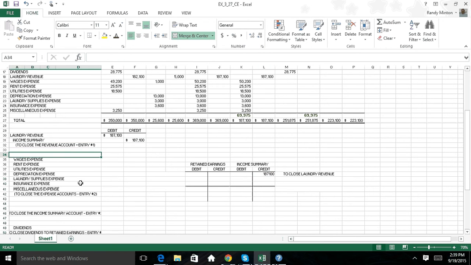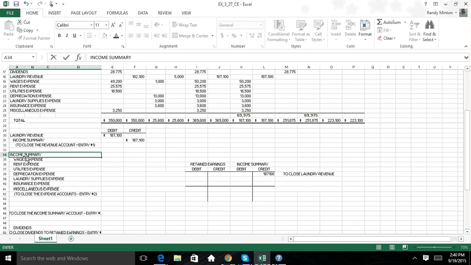Okay, the next thing I have to do is close out all of these expense accounts up here, starting with wages expense and ending with miscellaneous expense. And what I've done is I've written a lot of formulas so that I don't have to take the time to type in all of this stuff. But essentially what you would do is come over here and add up all of these numbers in the various expense accounts, and that would become your net debit. And again, we're going to use the temporary nominal account called income summary.